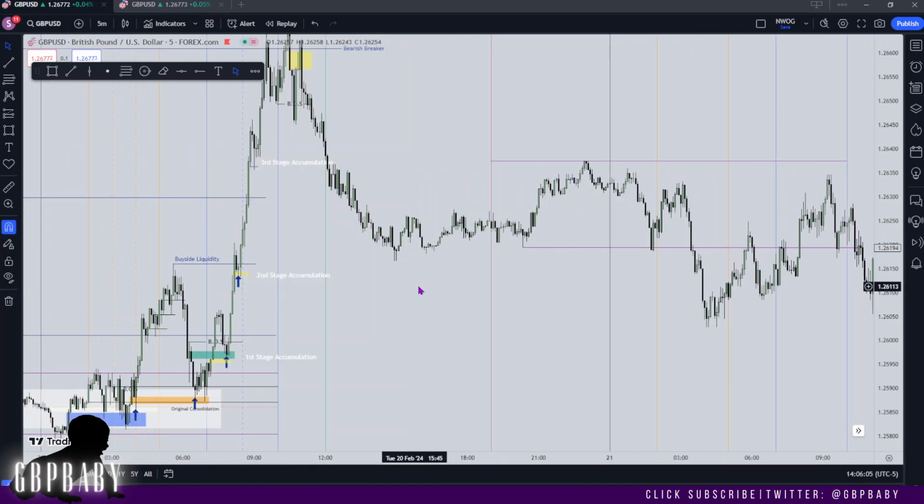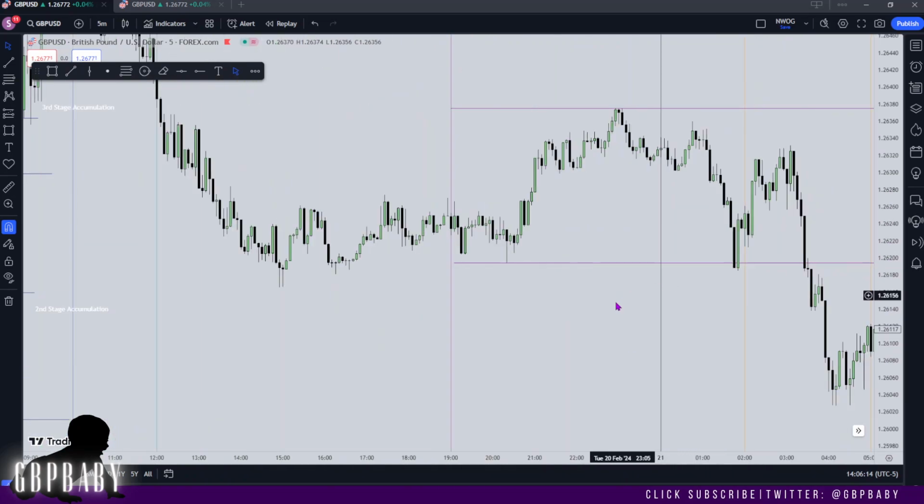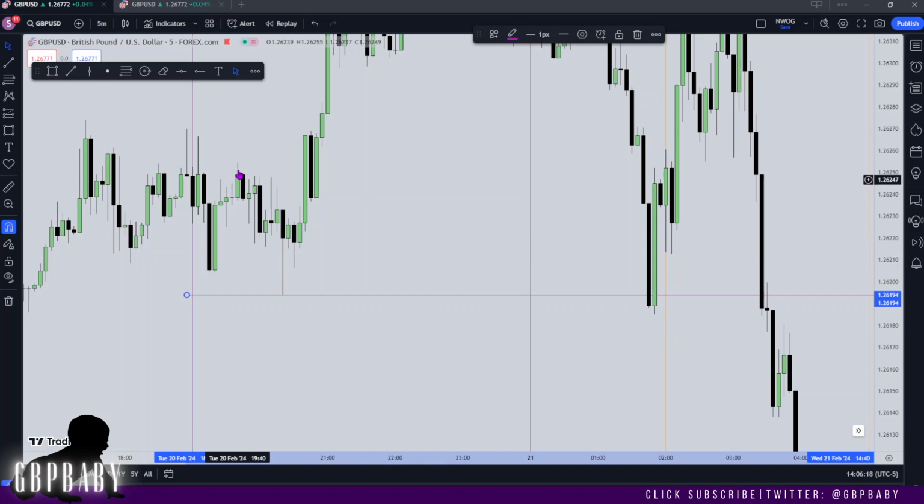You gotta be careful on these Wednesdays though, guys. Especially, look how consolidated this day is. Disgusting. Yeah, right. So Asian range, we could even get in on there. See any setups? Well, we got our low, a high, a low, low.